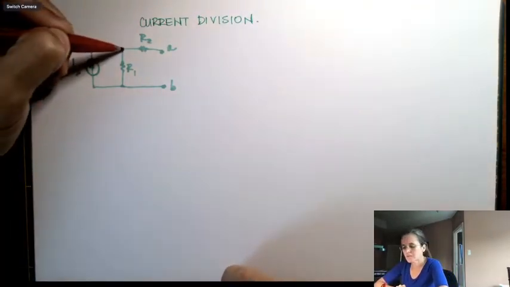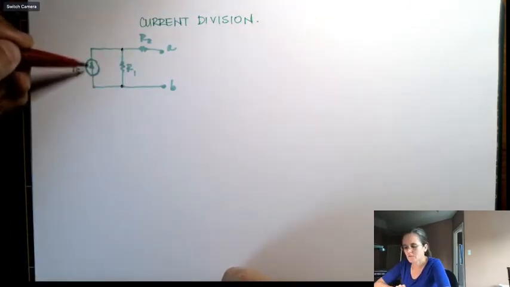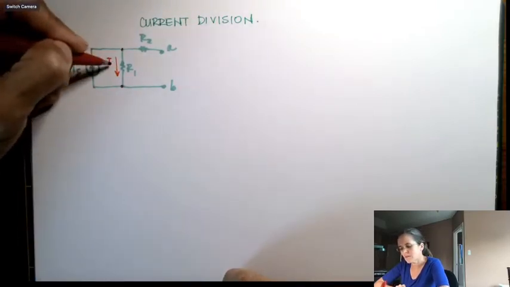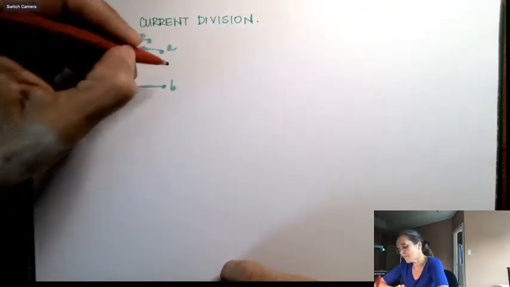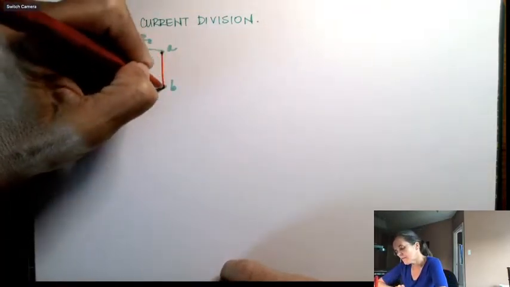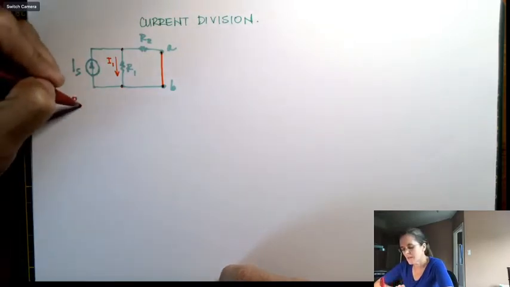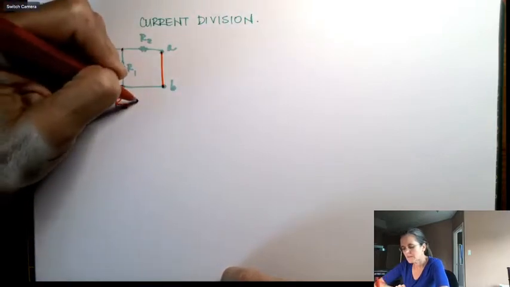So here we have, in principle, a current source. So IS is a current source that is spitting out current through only R1. So in this circuit here, IS equals I1, unless we short A to B. So now I want to short A to B, and in this case, R1 and R2 are in parallel in the red case.